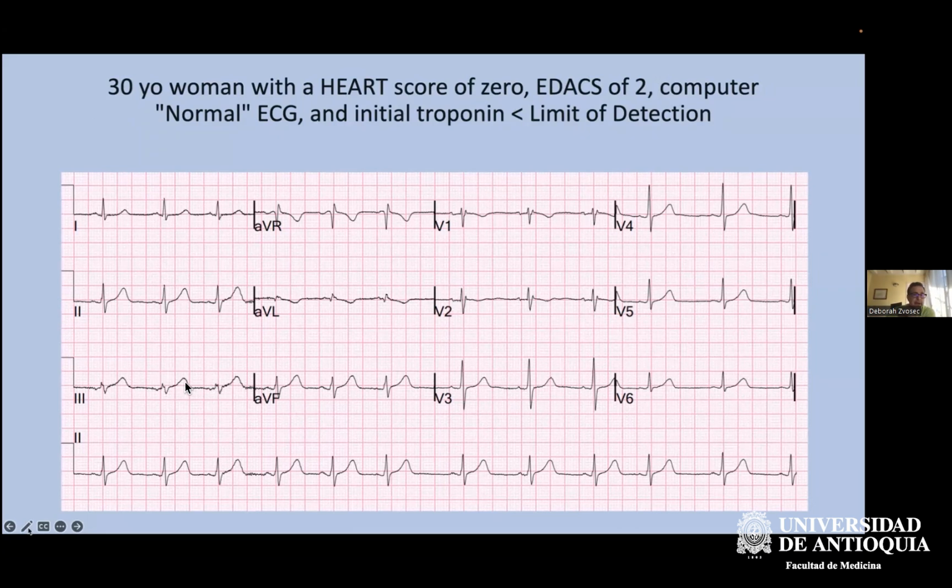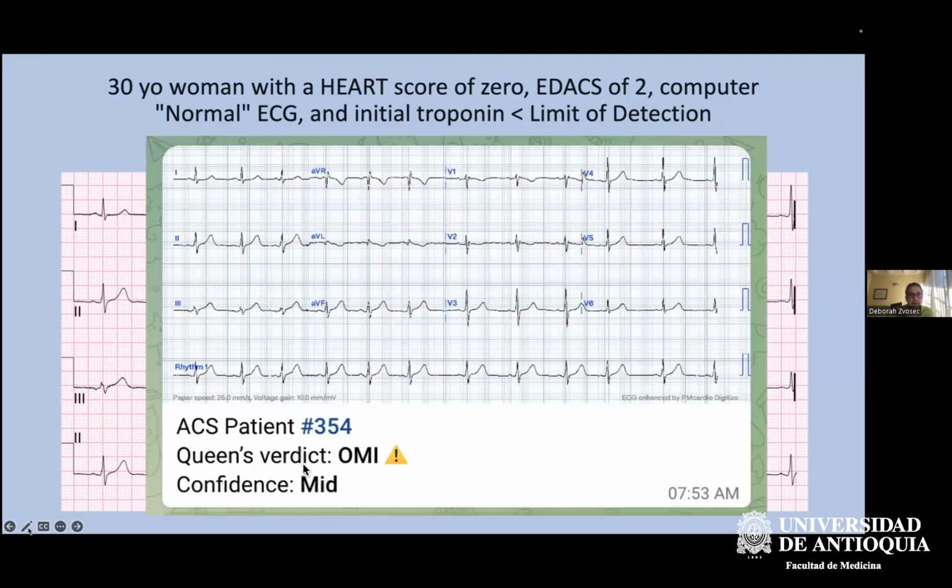Now I can tell you this is a hyperacute T wave, and this is a negative hyperacute T wave. This is diagnostic of inferior OMI. And it's also some downsloping ST segment in lead V2. This is an inferior posterior OMI. But none of the conventional ways of diagnosing myocardial infarction find it. But the Queen of Hearts diagnoses OMI with mid-confidence.